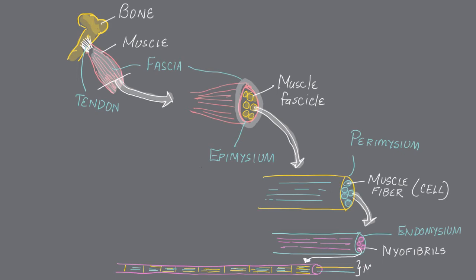And each myofibril is made up of thin and thick filaments called myofilaments, shown in yellow and blue. Each myofibril is made up of repeating units called sarcomeres, and these are the units of muscle contraction.